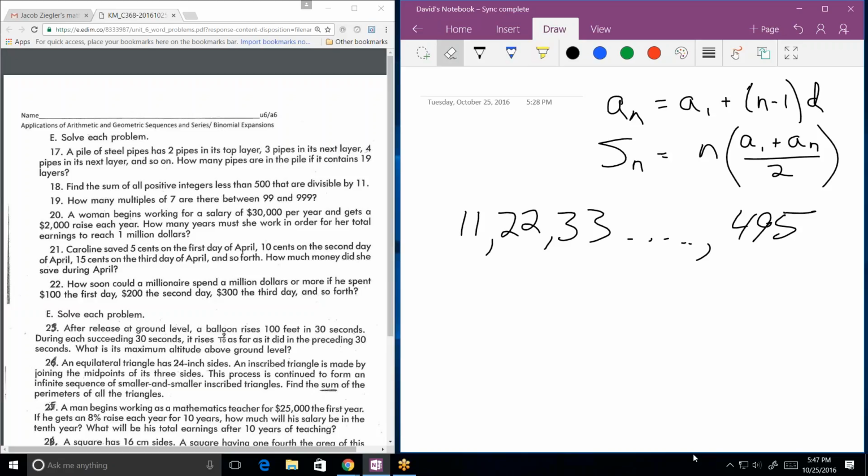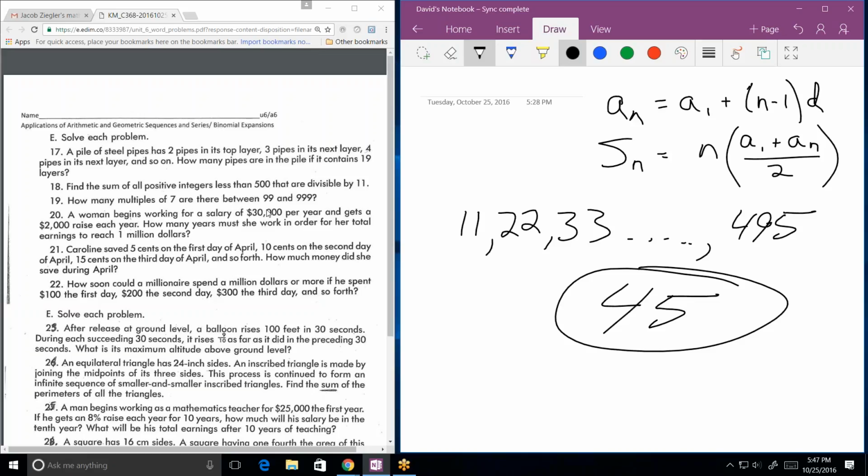The way I really figured out how many terms there were was I subtracted 495 minus 11, divided that by 11, and then added 1. Okay. And that's how I got 45. So how do I figure out how many numbers there are? How many multiples of 7? Well, we got our answer, 45. It didn't say sum them all up. It's how many terms are there in this sequence. So that's 18. 19, kind of similar.